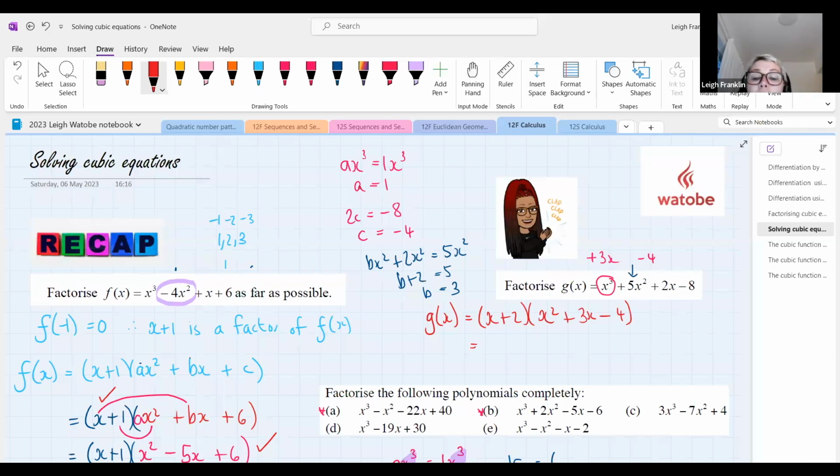And then in the last part of her answer, she's gone and factorized her trinomial. Okay, so her trinomial is going to be x plus 4, as she said, times x minus 1. Okay, well done, Amahle. That was lovely.